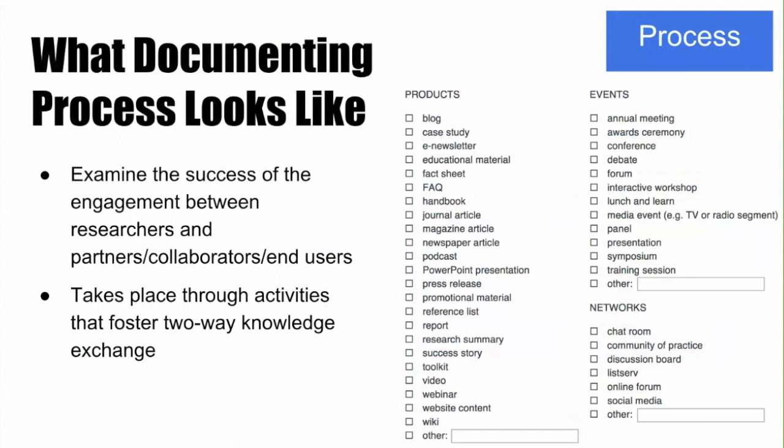So here we list a whole bunch of different examples of products, events, and networks. Some of these, like newsletters or handouts, are easier to think of as one-way communication of research to your end users. And others are more on the end of the spectrum around co-creation. So maybe lunch and learns or workshops where you have lots of dialogue between end users and your researchers.